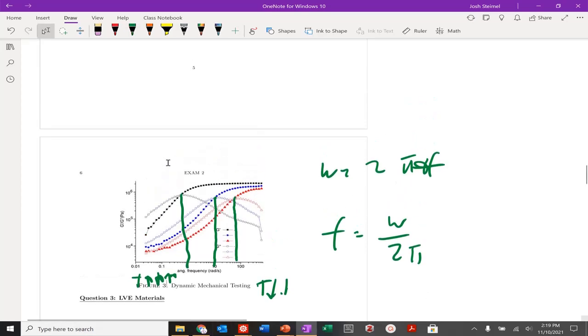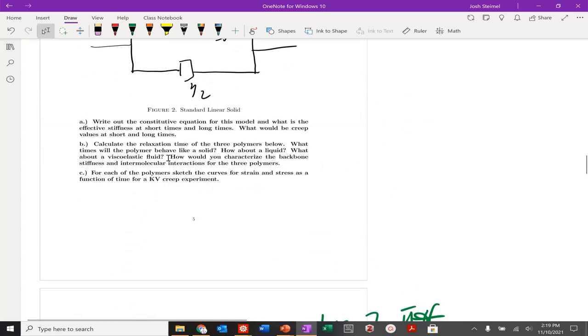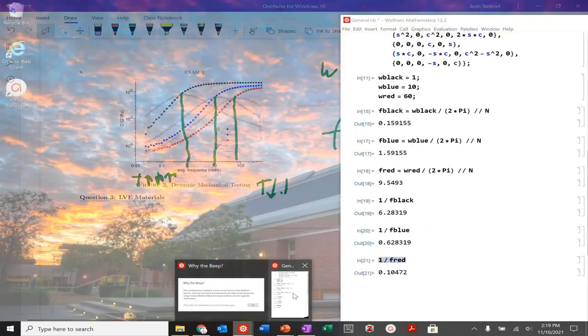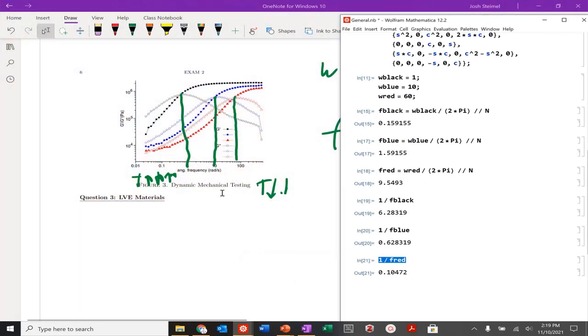So we are being asked, we've calculated the relaxation times of the three polymers. At what times will the polymer behave like a solid, a liquid, and a viscoelastic fluid? How do you characterize the backbone stiffness of the polymer? So first, we can answer that question. If I have a very, very small relaxation time, it means that the polymer can basically relax back instantaneously. If I have a very, very long relaxation time, then I'm looking at a polymer where it takes a while for it to relax back.